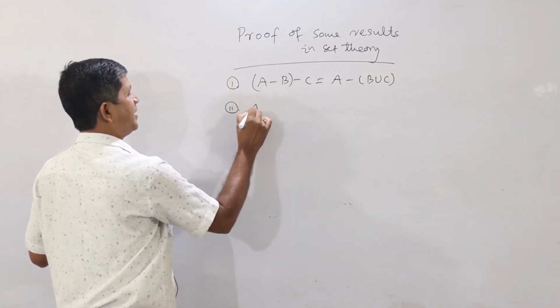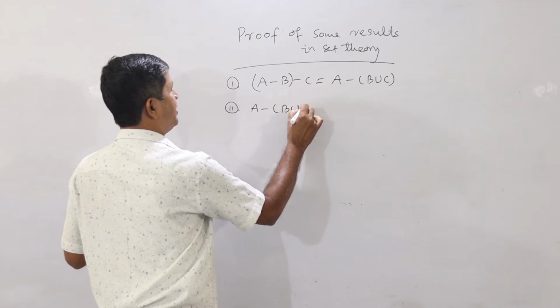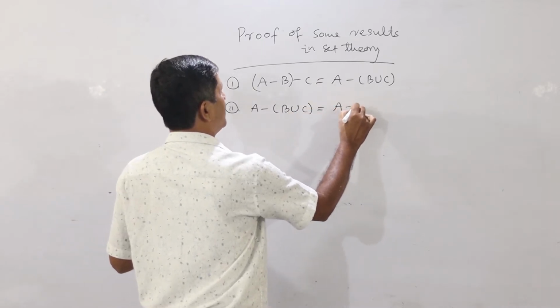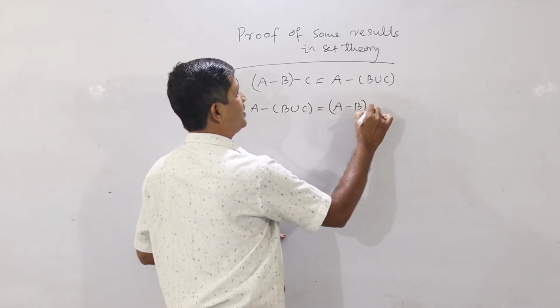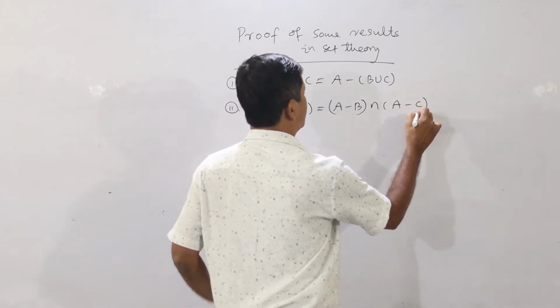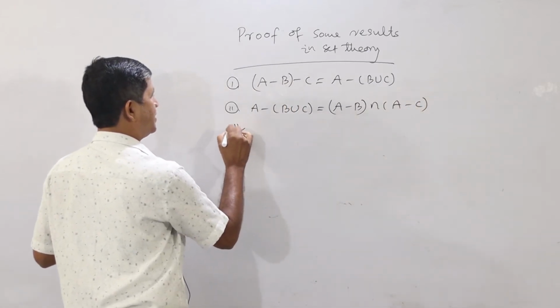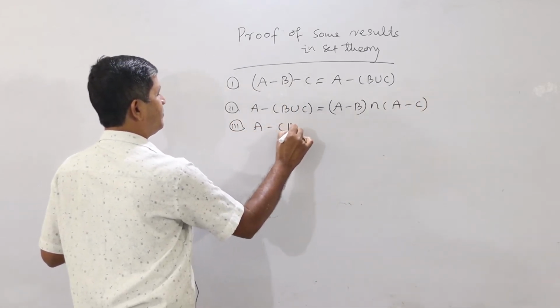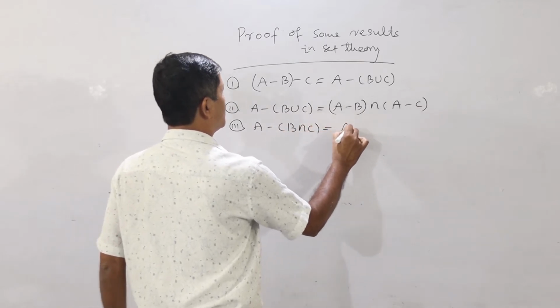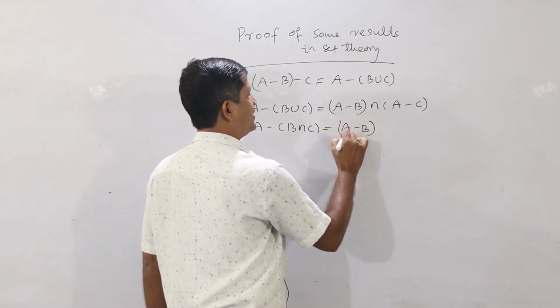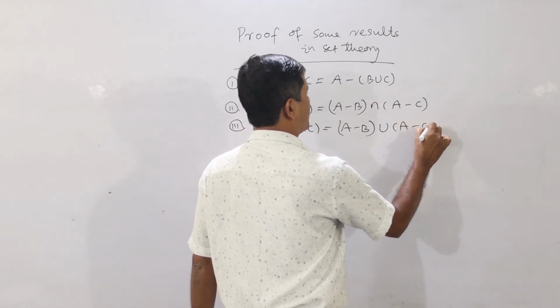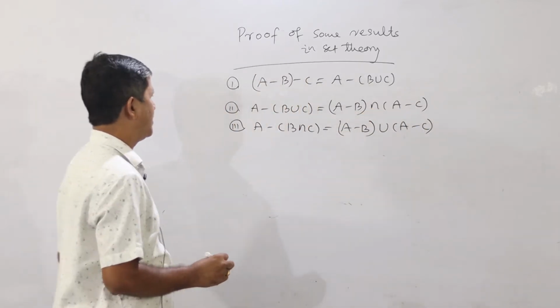Second, A − (B ∪ C) is equal to (A − B) ∩ (A − C). Third, A − (B ∩ C) is equal to (A − B) ∪ (A − C).